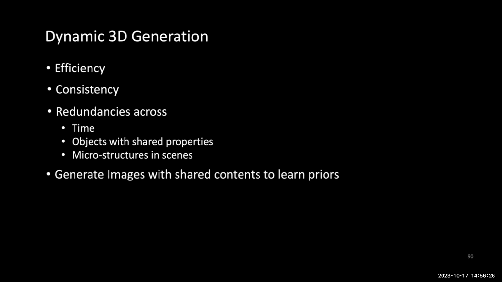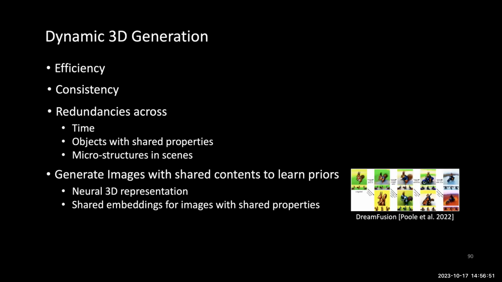And here, in the fourth bullet point, is just an imagined task. For example, we can generate images with shared content to learn priors. If we want to model dynamic squirrels and we don't have a dataset for squirrels, we can leverage current image generation tools to generate all different squirrels moving around, like a squirrel eating a nut, a squirrel running, or a squirrel climbing a tree. Then, using these images, we can design a neural 3D representation that can be learned across the different squirrel data.